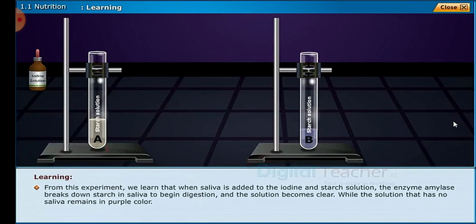From this experiment, we learned that when saliva is added to the iodine and starch solution, the enzyme amylase breaks down starch in saliva to begin digestion and the solution becomes clear, while the solution that has no saliva remains in purple color.